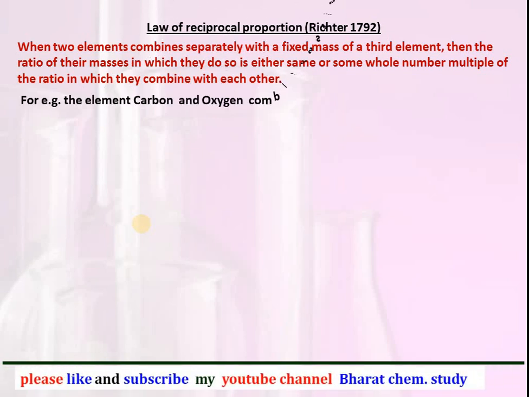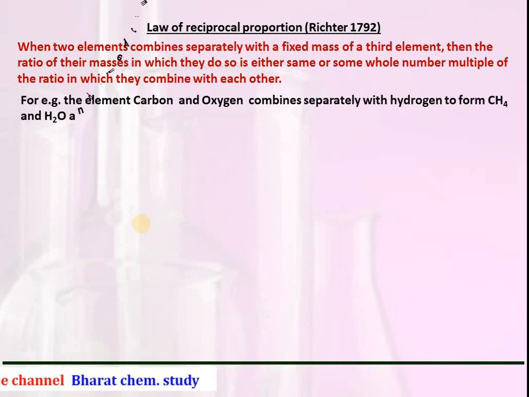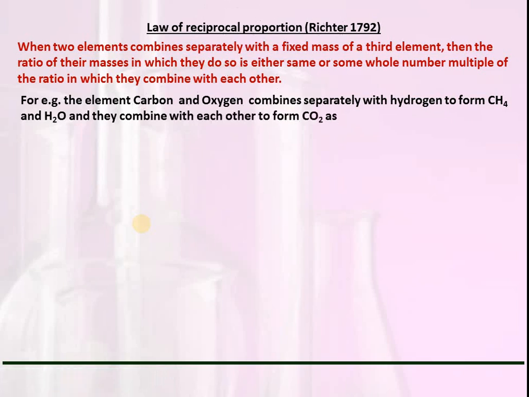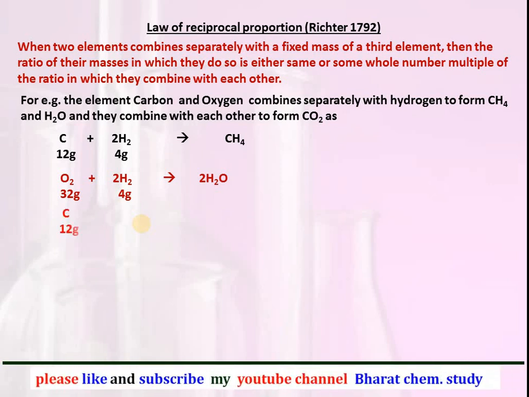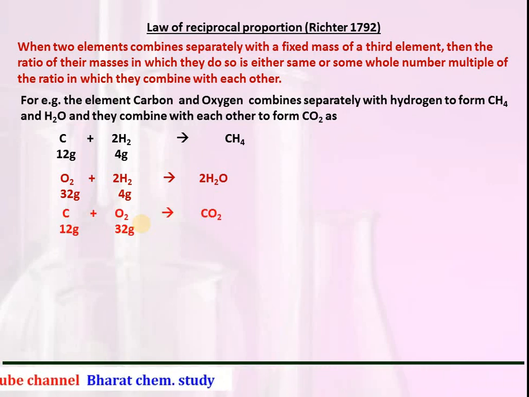In the law of reciprocal proportion, three different reactants are given and three different products are formed. For example, the elements carbon and oxygen combine separately with hydrogen to form methane and water, and when carbon and oxygen combine with each other, they form carbon dioxide. So if carbon reacts with hydrogen, it gives methane, oxygen reacts with hydrogen, it gives water, and carbon reacts with oxygen, gives carbon dioxide. So three equations are given.